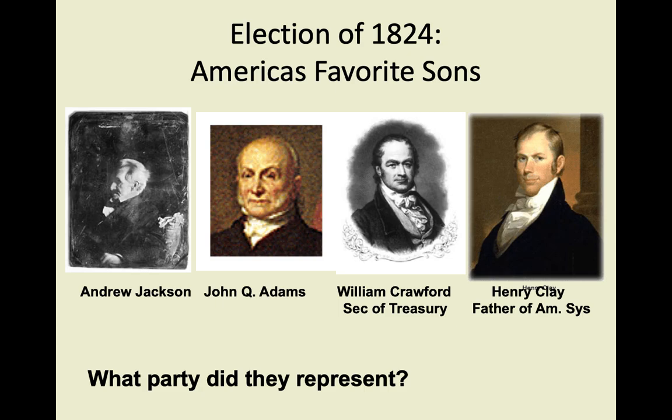The election of 1824 featured 4 people, and they were all Democrats. Henry Clay, who was a Whig, actually ran on the Democratic ticket. Now, I do want you to be aware of the 4 names, and the last name will work. Jackson, Quincy Adams, Crawford, Henry Clay, the father of the American system.